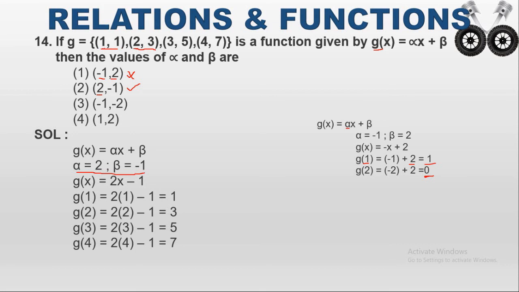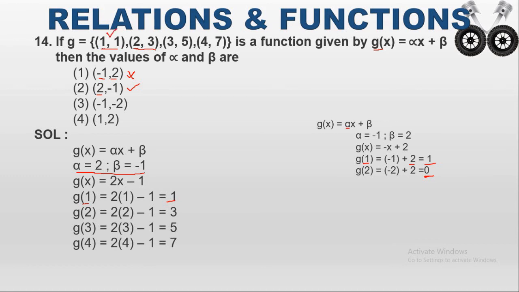Now substitute the input. So first order pair, what is the input? Input is a 1. So g of 1 equal to, wherever x you have, substitute 1. So 2 into 1 minus 1. 2 into 1 is 2. 2 minus 1 is 1. So whenever the input is 1, the output is also 1. So the first order pair is true.